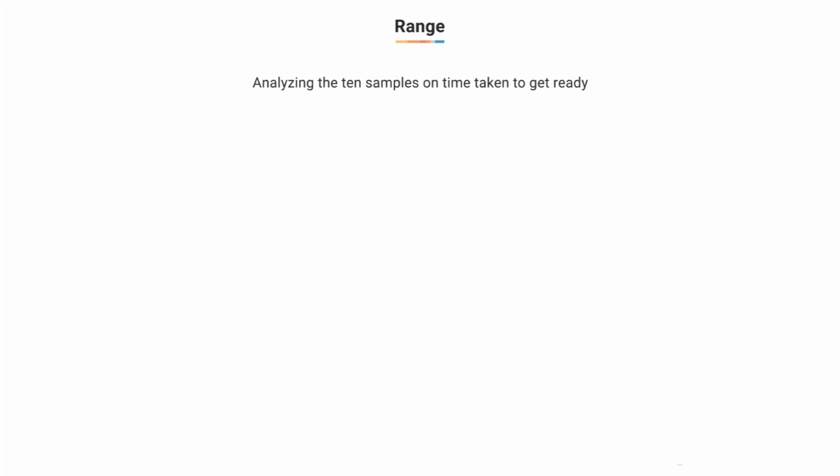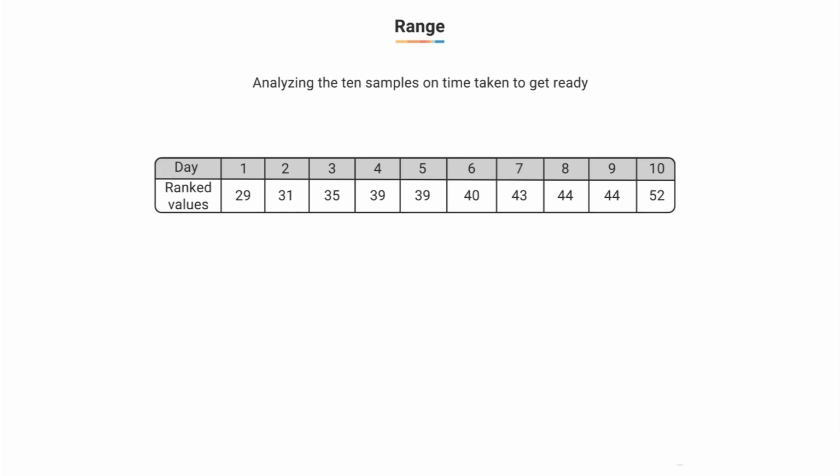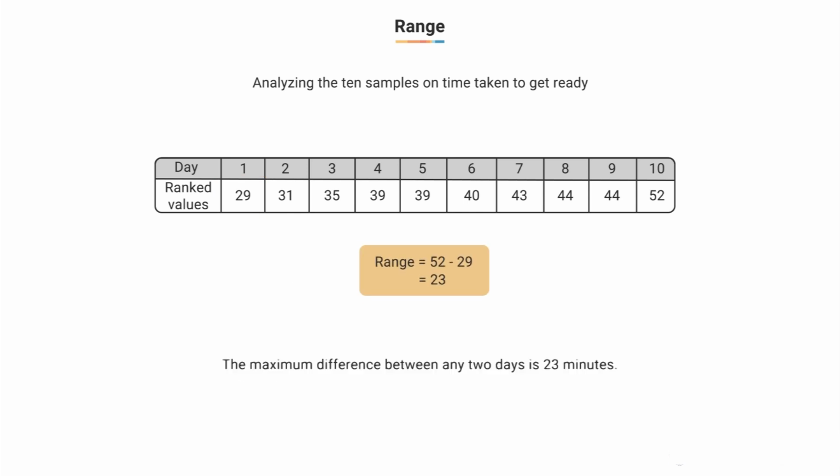Let's calculate the range to further analyze the sample of 10 get ready times. We have already seen this dataset. To compute the range of this dataset, first we'll rank the data from smallest to largest, as we have shown in the table here. As per the formula discussed earlier, the maximum value, which is 52, minus the minimum value, which is 29, gives a range of 23 minutes. The range of 23 minutes indicates that the largest difference between any 2 days in time to get ready in the morning is 23 minutes.